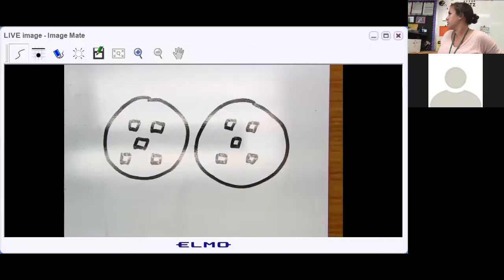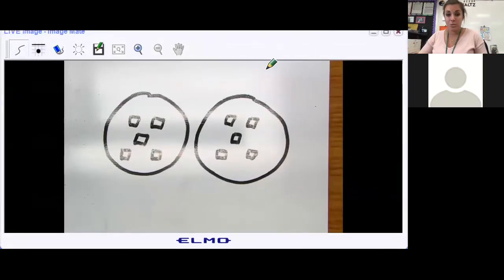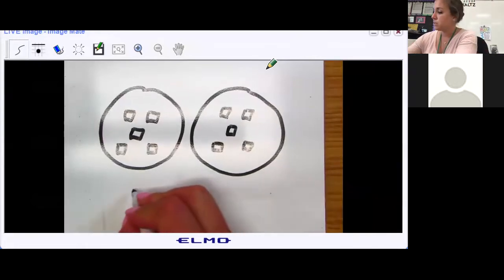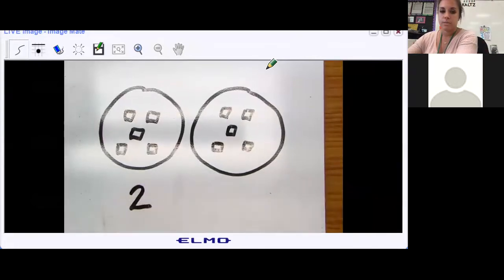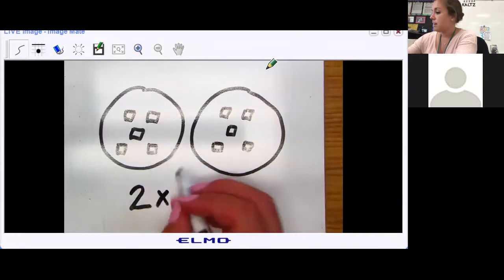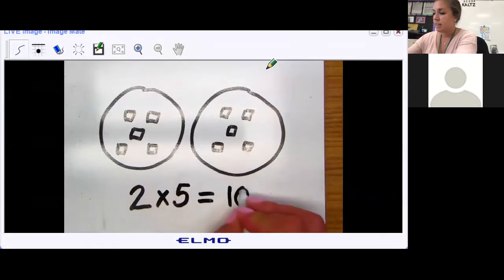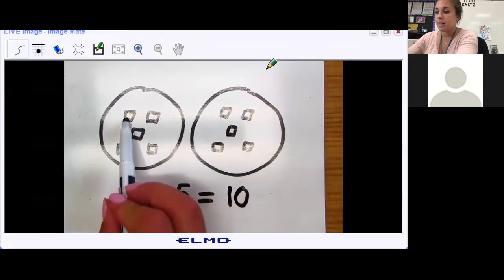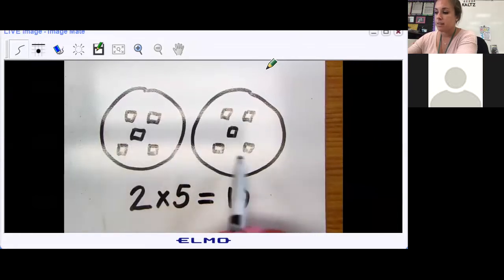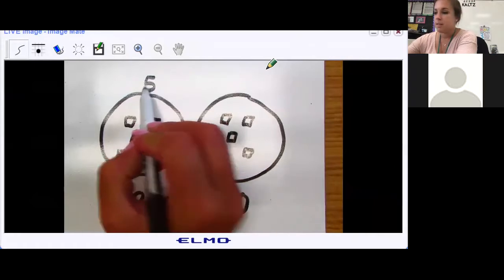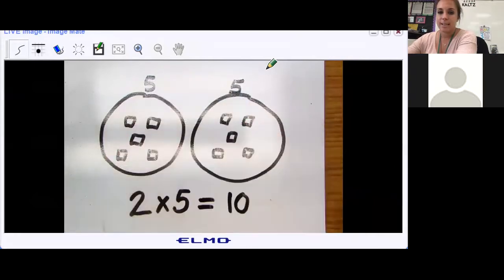Okay. So my first question is, how many groups are there? And there are 2 groups. Times, how many are in each group? 5. And together that equals 10. I know there's 2 ways I can count each of these little squares one by one, or I know they're in groups of 5, so I can say 5. Another 5 makes 10.